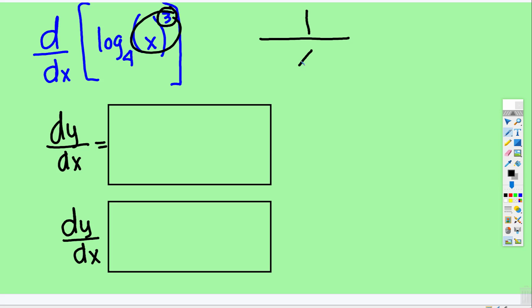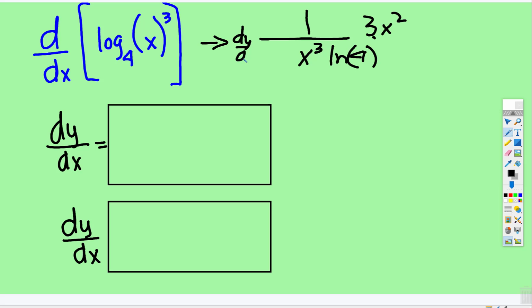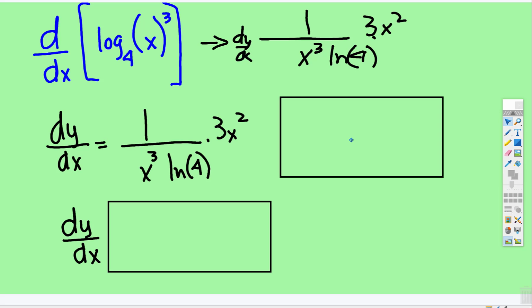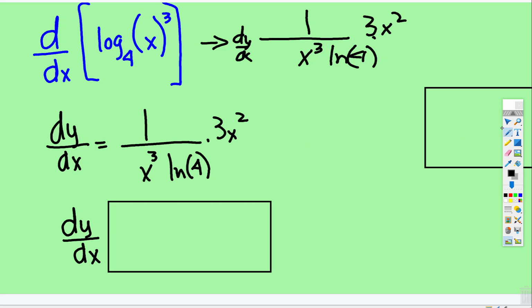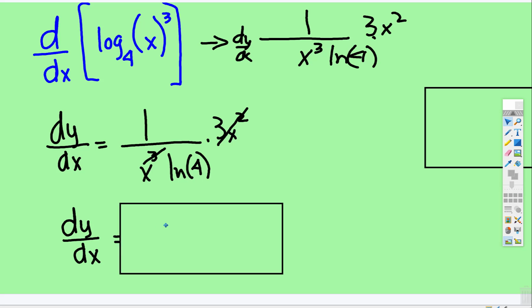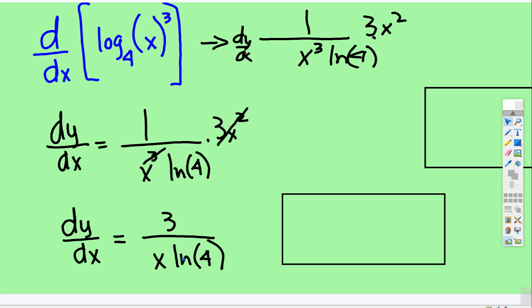So if we were to rewrite this, or take the derivative, it would be 1 over this thing times the natural log of this base times the derivative of x cubed, which is 3x squared. So dy dx, and I'm pretty sure I have that down here. Yeah, I do. And then look at what happens. 3 over 1 is still 3. X squared cancels. And what we have is 3 over x times the natural log of this base right here.